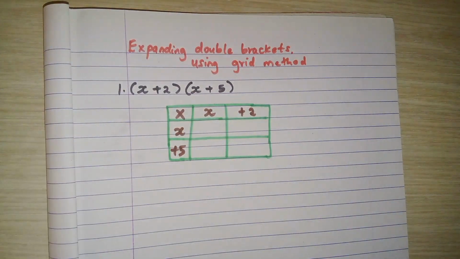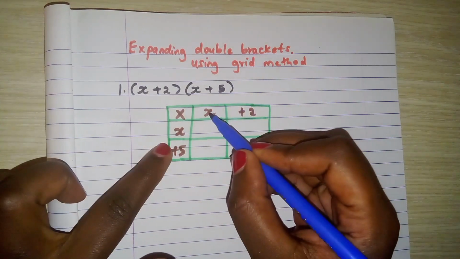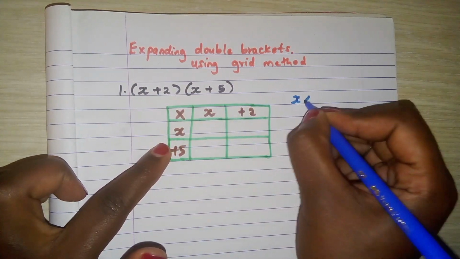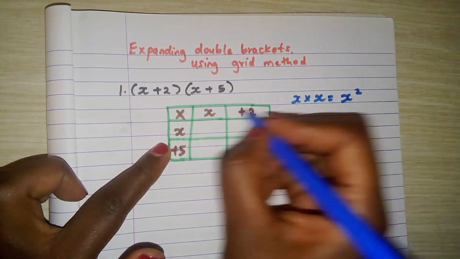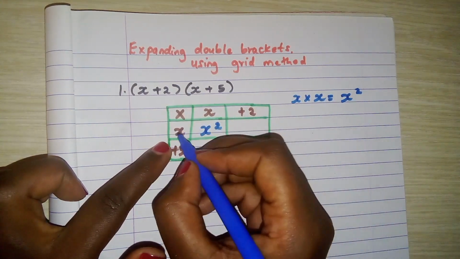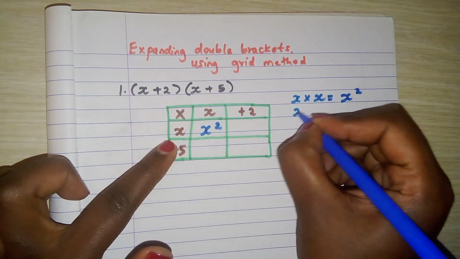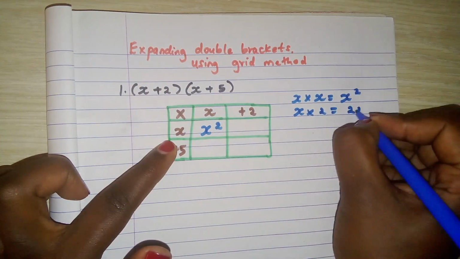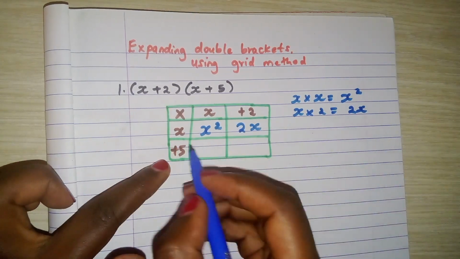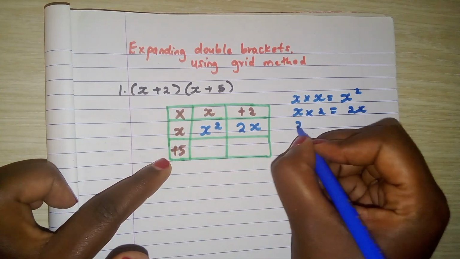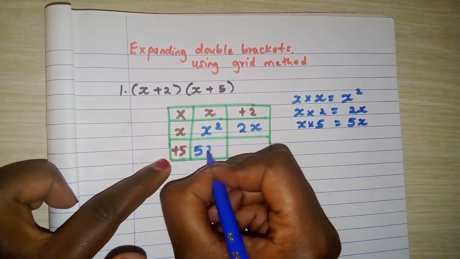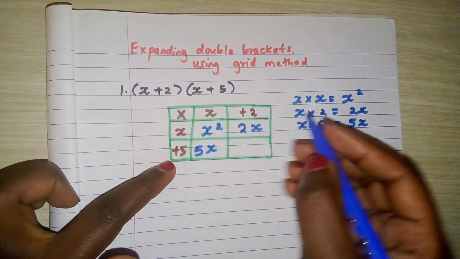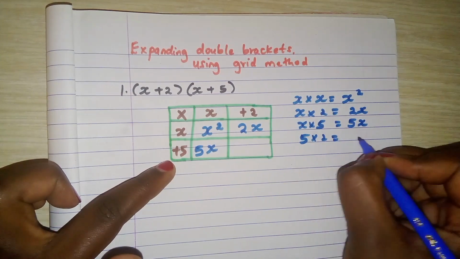Now after that we multiply. So you take x times x. A letter times the same letter will give you x squared. And then we do x times 2. x times 2 is 2x. Then we have x times 5, we have 5x. And finally we have 5 times 2, which is 10.